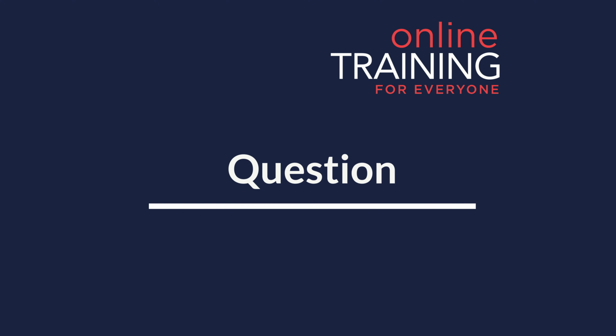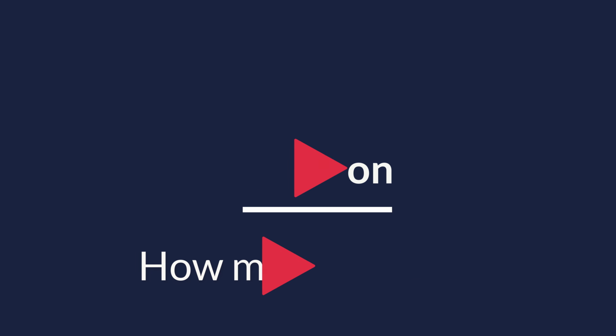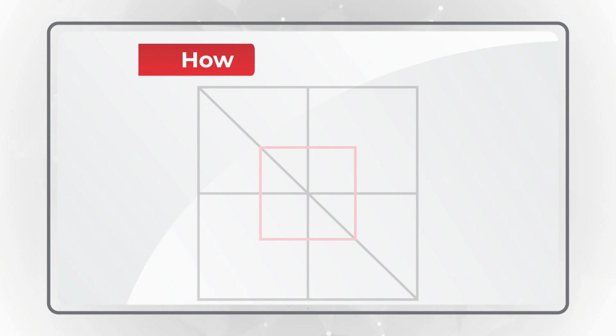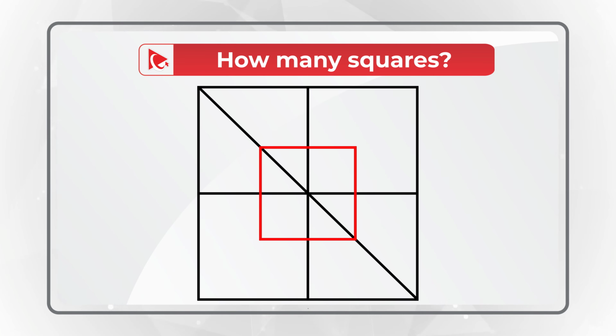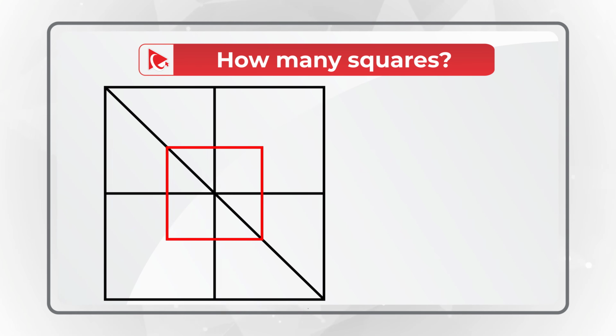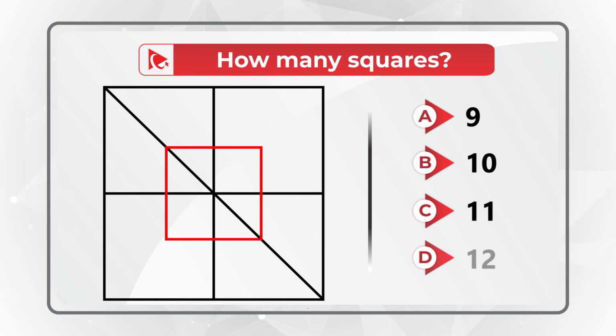Here's the cool question, which tests your analytical skills as well as your pattern recognition skills. You're presented with the shape, and you need to determine how many squares you see on the picture. One square is already highlighted in red, and you need to choose the final answer out of 4 different choices. Choice A, 9 squares, choice B, 10 squares, choice C, 11 squares, and then choice D, 12 squares.